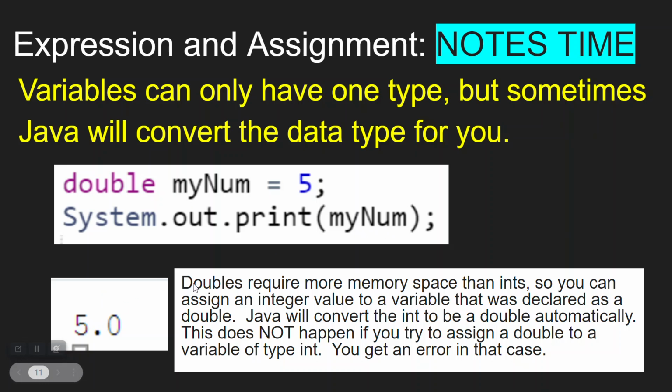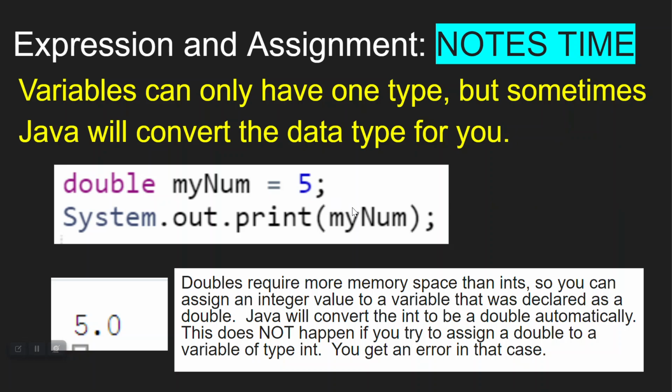So there's a reason for this. Doubles actually require more memory space than integers. So right here, when I declare the variable as a data type of a double, it reserves a lot of memory space. And so when I try to take an integer and assign that value to the variable that was declared as a double, integers require less memory space than doubles. So because this was declared as a double, we've got plenty of memory space to store this value of 5.